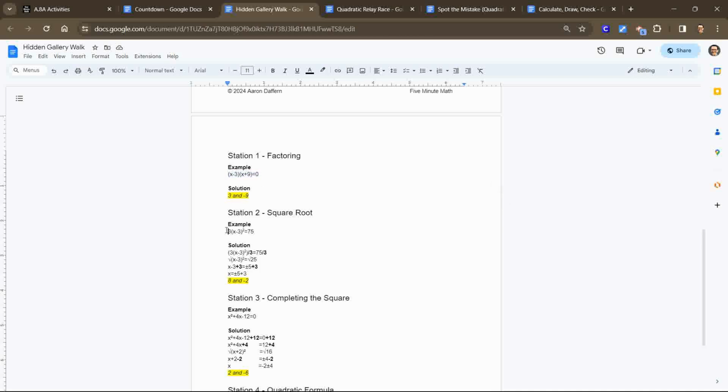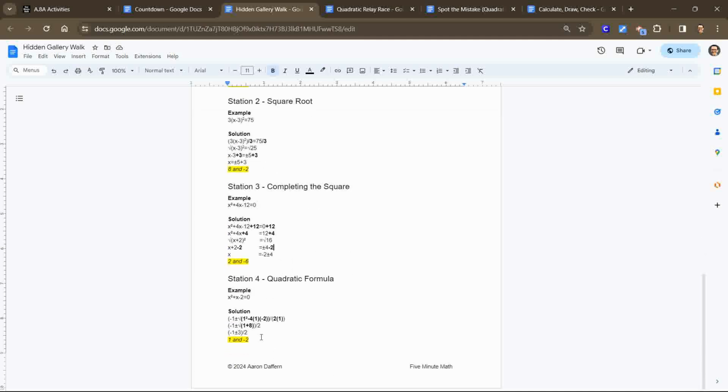If we're going to take the square roots, it's already in that form right there. So here in bold are the steps that I'm working on for each layer. Then you've got completing the square, then you've got quadratic formula. So that's just for your reference.